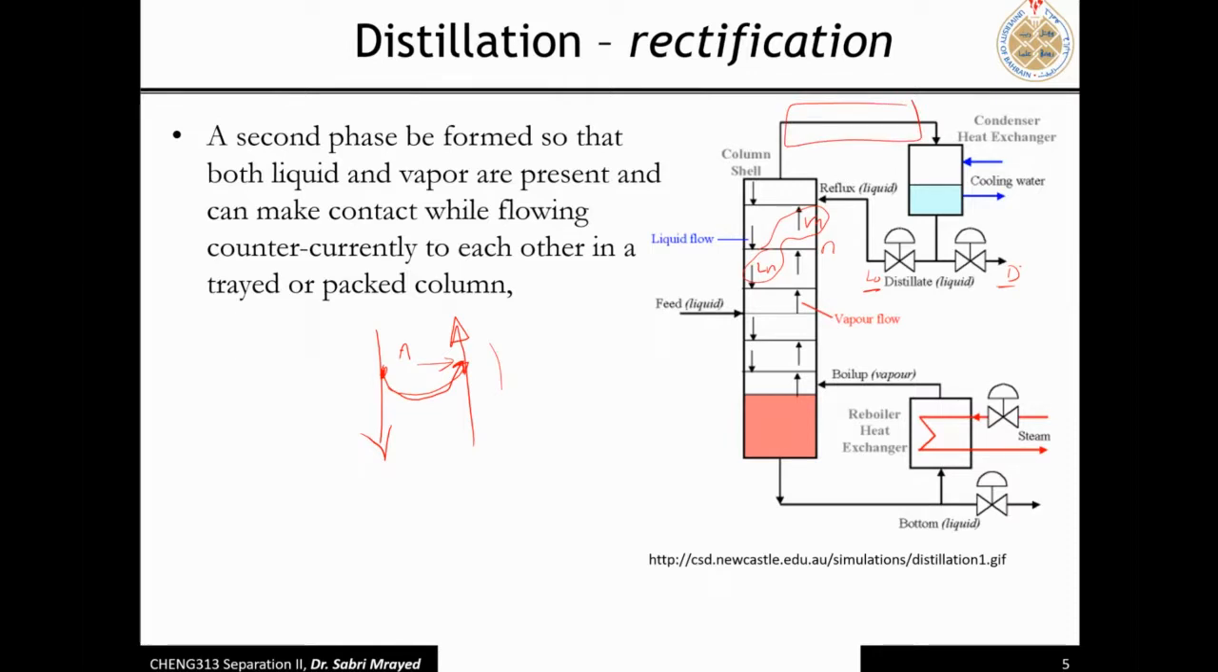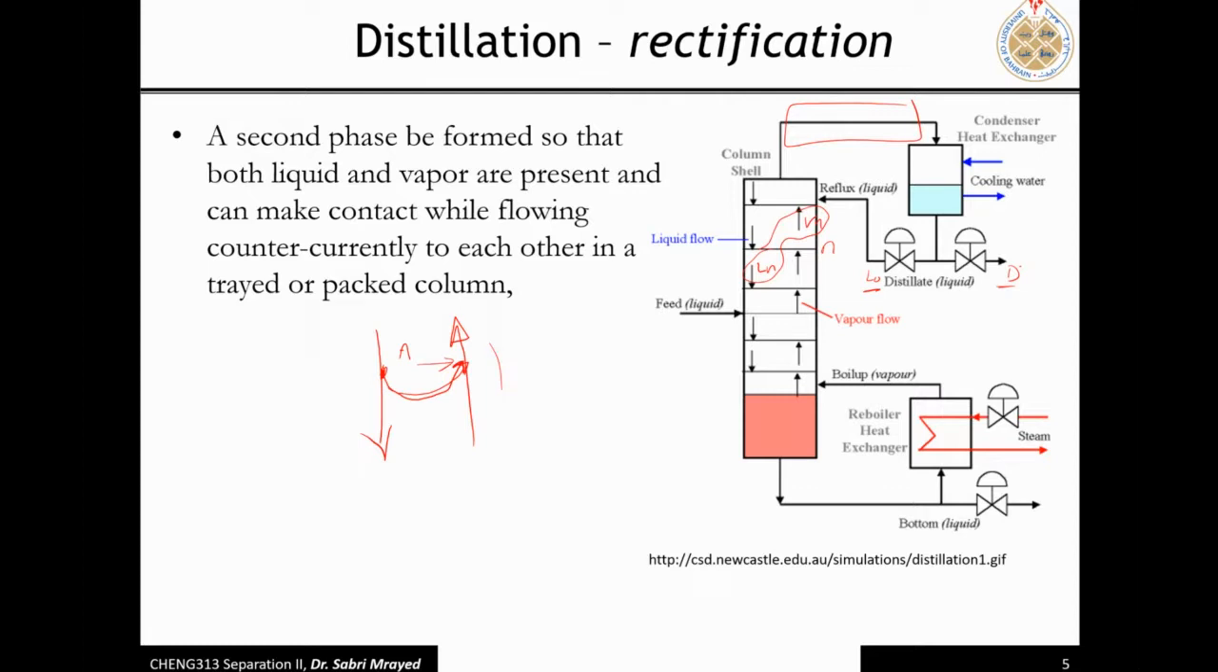And that's why at the last stage, you will have a stream of high concentration of component A. But is this going to be possible if the two phases are not in contact? So we have to ensure there is contact between the vapor and liquid phases. First of all, we have to ensure we have liquid and vapor phases. If you don't have liquid and vapor phases, that means there is no mass transfer. And the basic idea of the separation is the mass transfer of the more volatile component from the liquid to the vapor phase, and the mass transfer of the heavy component, which is component B, from the vapor phase to the liquid phase.